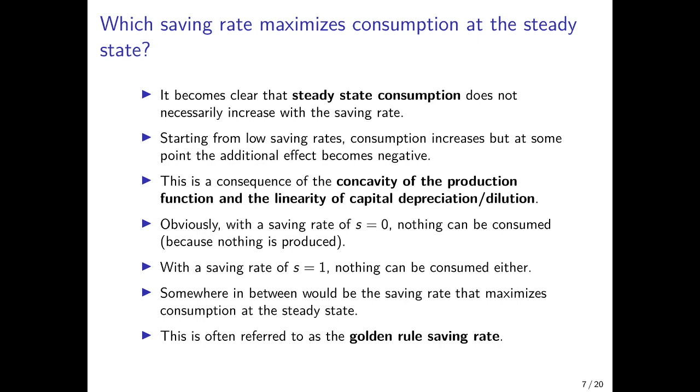Now, two things are obvious. For a saving rate equal to 0, nothing can be consumed at all because nothing can be produced according to the Cobb-Douglas production function. And on the other hand, with a saving rate of 1, it's also the case that nothing can be consumed because I save everything. So everything I do is to try to accumulate capital just to be able to compensate for capital depreciation and capital dilution. And somewhere in between these two must then be a saving rate that maximizes consumption per unit of effective labor at the steady state. And this level of the saving rate is called the golden rule saving rate.